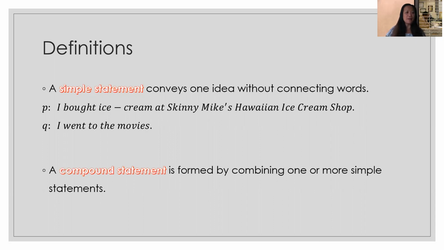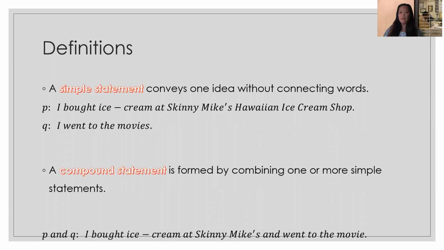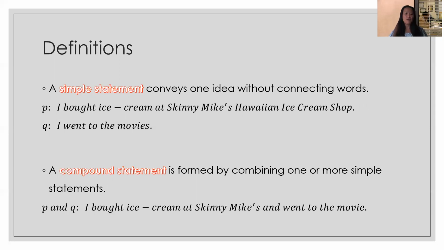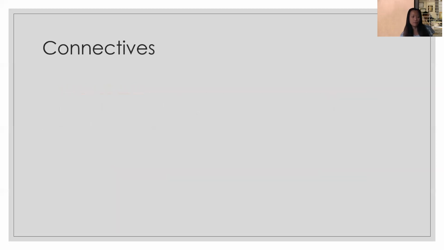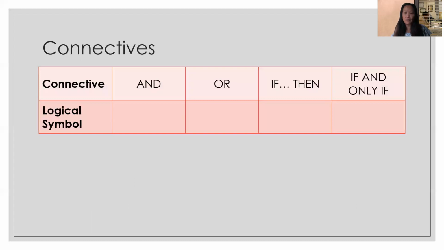So how do we combine P and Q? We could have something like this. P and Q, and that statement will read, I bought ice cream at Skinny Mite's and went to the movie. Okay, then the word and is what we call a connective, a logical connective. And there are 4 of those logical connectives that we see here in this class.